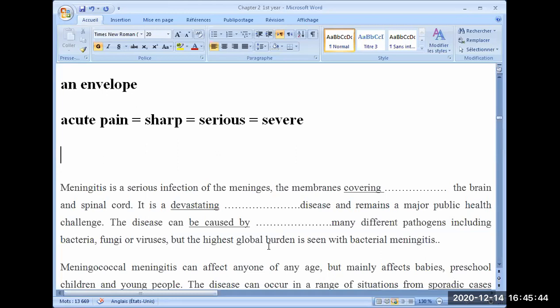Can be caused by. Can be due to, can be developed by, can result from. Can be the result of, or you can use the verb result. Can be provoked by. Yeah, good.